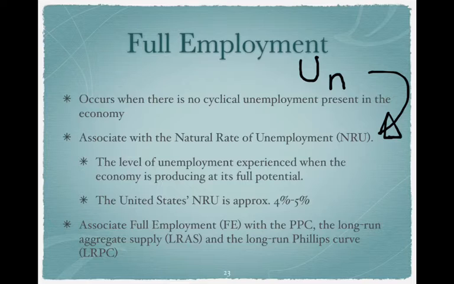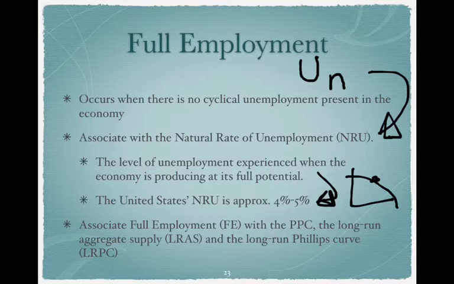Now, the NRU, the natural rate of unemployment, is the level of unemployment experienced when the economy is producing at its full potential. In other words, whenever we are at maximum efficiency. And we said on the last slide, maximum efficiency on that PPC is when we're operating on the line. And it just so happens that the NRU is equal to about 4 to 5%.